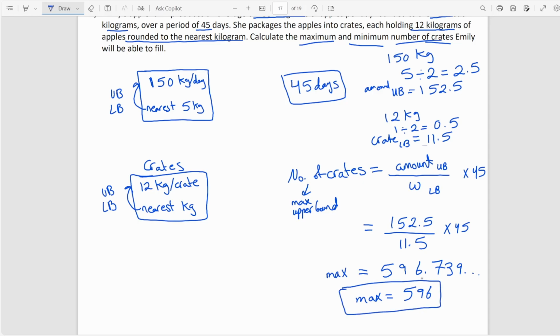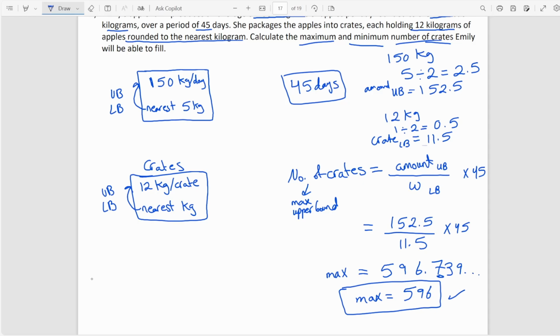Now notice that I did not round up, even though technically the 6 should round up because we have a 7 on the right. But the reason for that is we're being asked for the number of crates, okay? So based on this information right now, the crates that I filled were 596. The next crate was only filled like 0.7. So it wouldn't make sense to round up. I didn't fill 597. I only filled 596. So this is my final answer for the maximum.